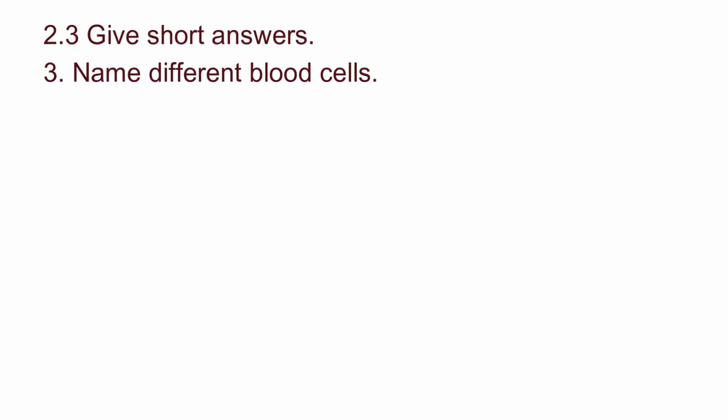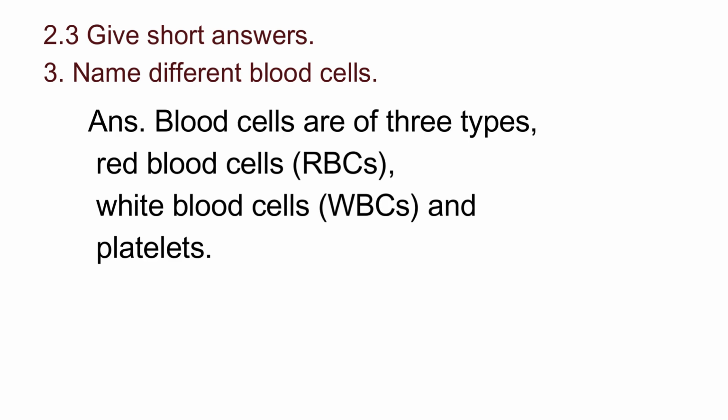Three. Name different blood cells. Answer: blood cells are of three types: red blood cells, white blood cells and platelets.